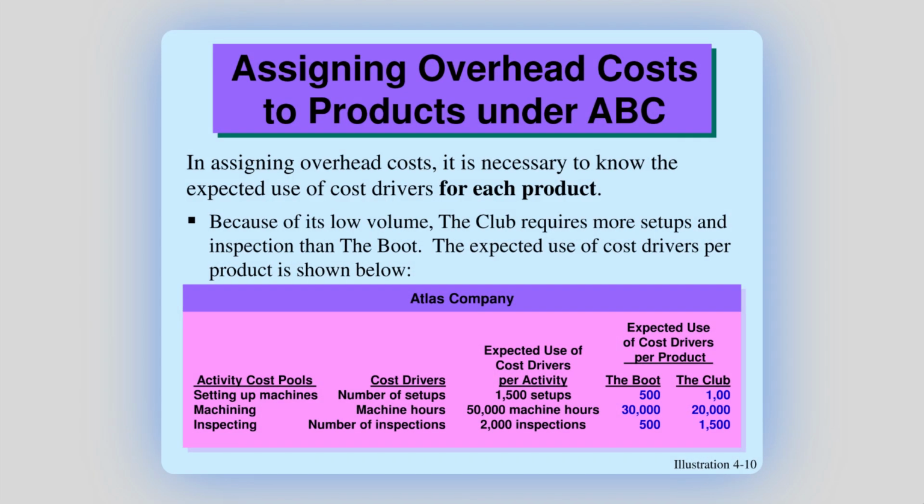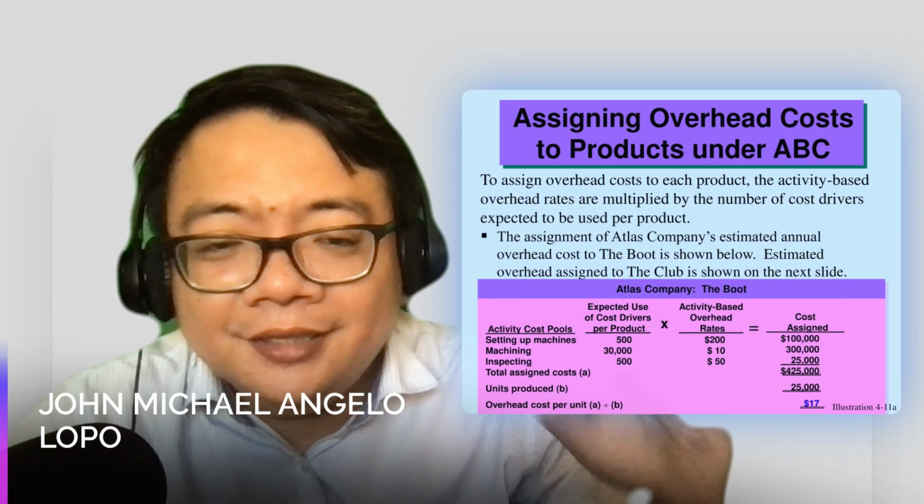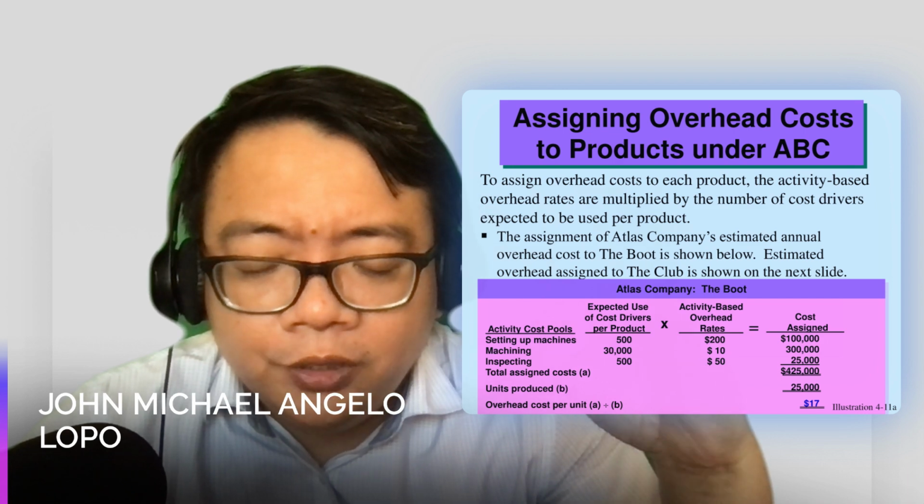Ito, class, we will now multiply it para makompute natin yung ating cost. Okay? Parang applied manufacturing overhead. Ang sabi, machine setup daw is that you have 500 for boot, and you have also 1,000 for the club. You have machining of 30,000 for the boot, and the club is 20,000. Inspection naman, ganun din, 500, and you have 1,500. Okay. So, how do we do that, no? Just multiply. Di ba? Para siyang yung applied manufacturing overhead natin, no? Sana napipicture out nyo in computing for that one, no?